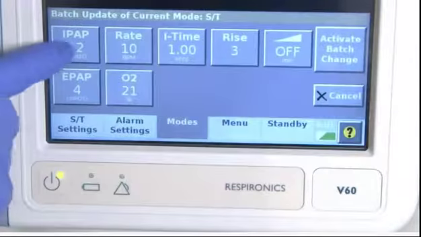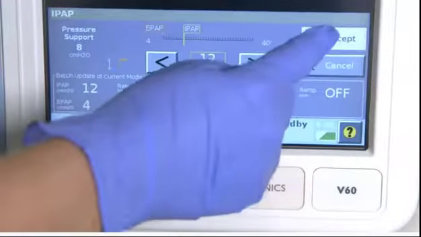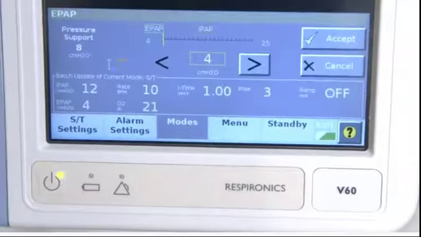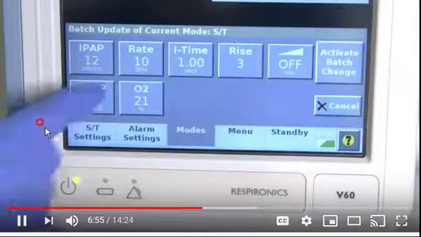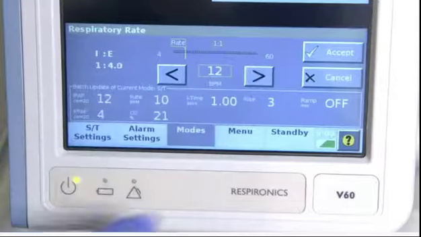Next, select the IPAP, the inspiratory positive airway pressure. This should be started between 10 to 15 centimetres of water. Next, select the EPAP, the expiratory positive airway pressure. Generally, we set this around 4 centimetres of water. Next, select the rate. This is the backup rate. This is the rate if the patient goes apneic, the number of breaths the patient receives from the ventilator within a minute. We generally start this between 12 and 16, but once the patient is on the ventilator, it may require changing.